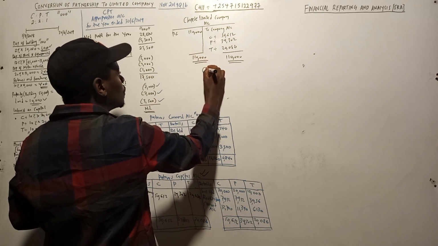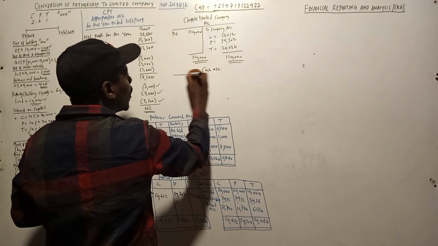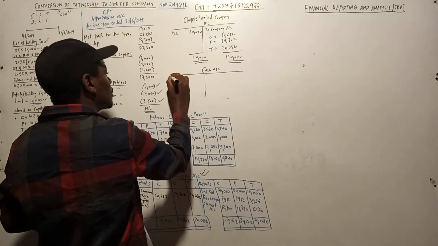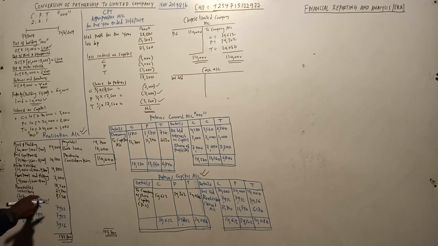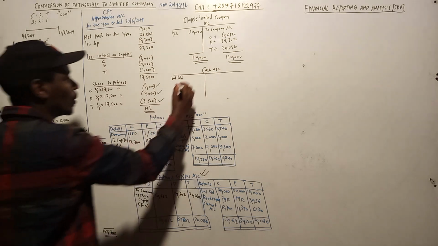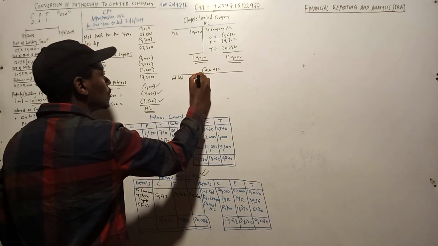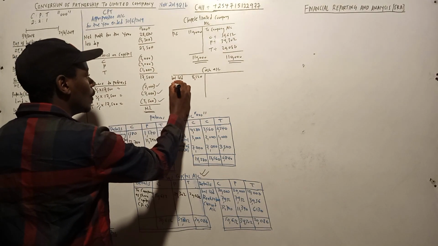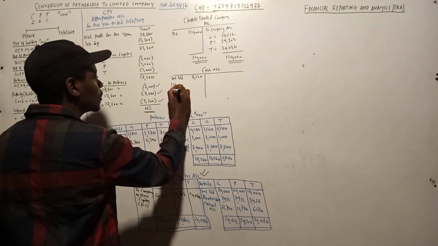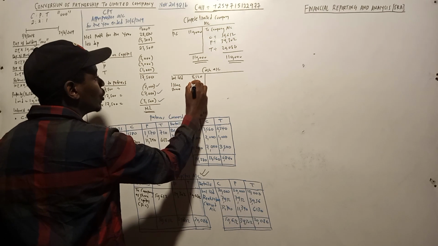Then the cash account. Start with the balance at the beginning. Balance brought down, it was how much? For cash, the balance was 8,120 from the total balance. Let us see. There was an issue of shares, that is money in of 110,000.